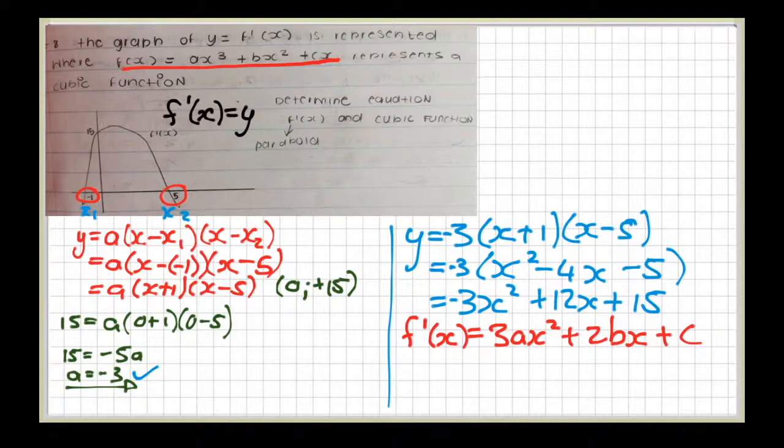Now that is simply taking the function with the a's and the b's and the c's and deriving it. So in this case I'm going to compare the coefficients. Because they are the coefficient of x squared, it means they've got to be the same. So in other words, 3a has to be -3. So a is -1.